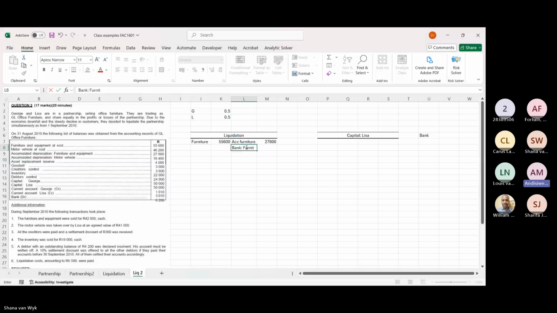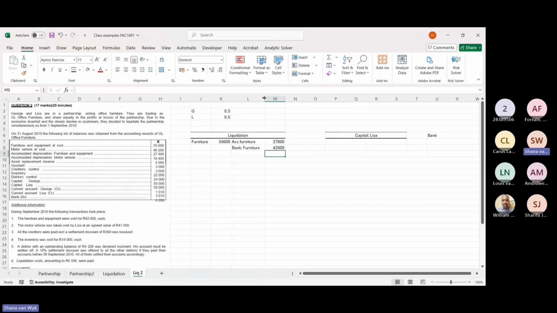Yes, two beans. There we go, one done. Two, motor vehicles. So let's quickly do motor vehicle. Motor vehicles are debit, so you're going to credit it. So liquidation is going to debit.